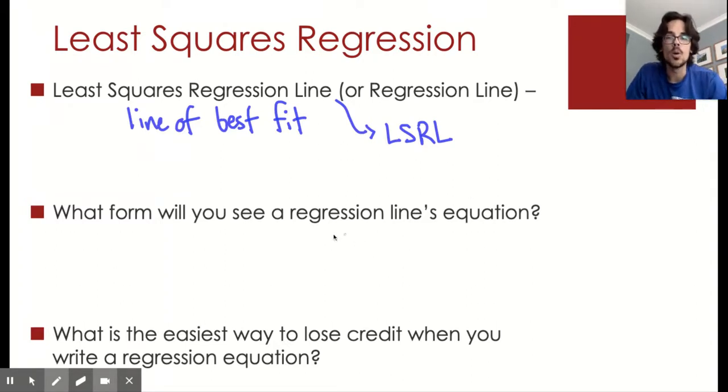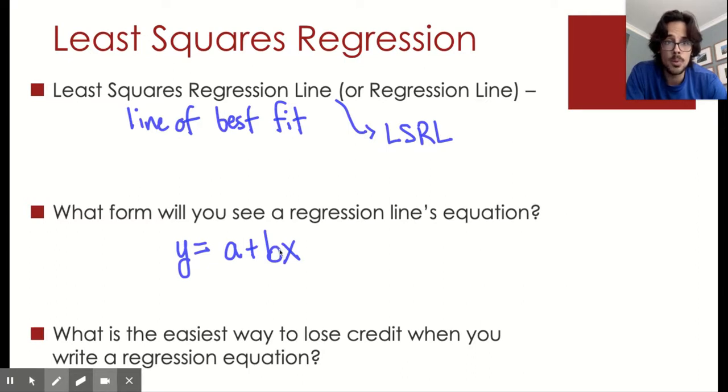What form will you see a regression line written in? In algebra and Algebra 2, we use y equals mx plus b for lines. That's what you've done since the beginning of your math careers. In AP Stats, however, we use a slightly different format for lines of best fit. We actually use the format y equals a plus bx. And if you look on your formula sheet, this is what you're going to see, this basic format right here.